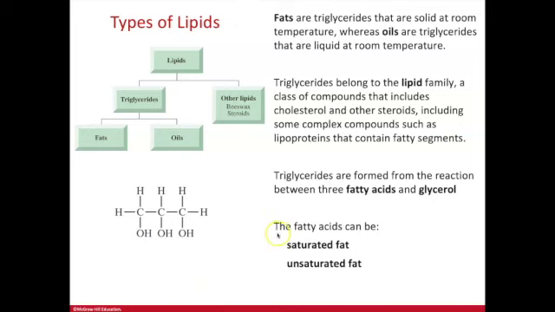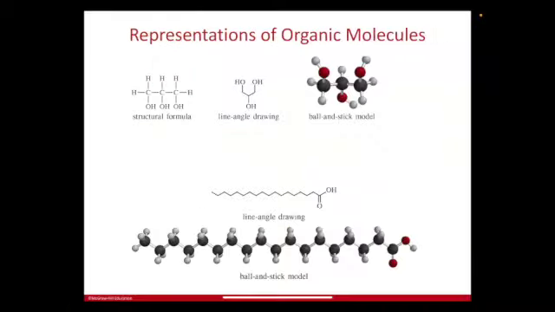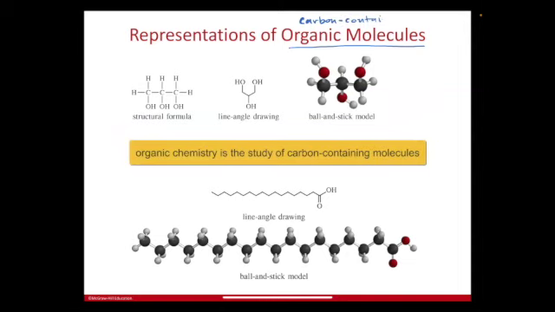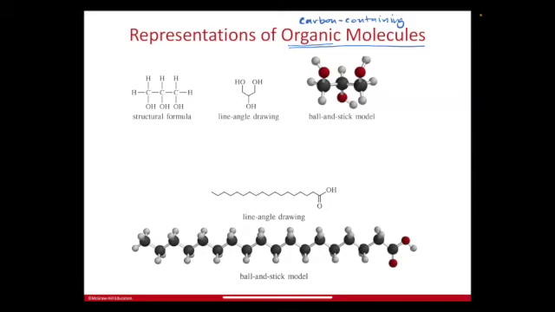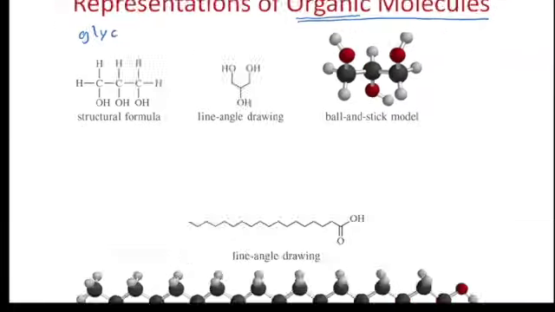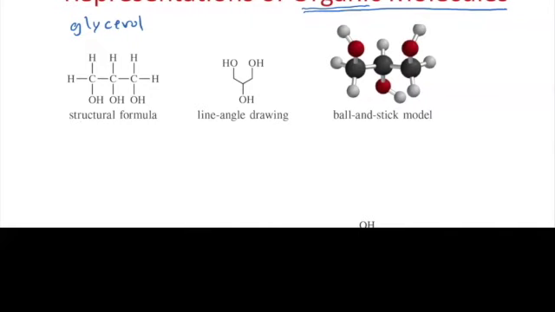The fatty acids, these molecules we'll look at on the next slide, but these fatty acids can either be saturated fat or unsaturated fat. We're going to be looking at structures of organic molecules. Organic molecules are carbon-containing molecules. And so this is a whole branch of chemistry. We'll get more into this in chapter 12 as well. But this is the glycerol molecule shown here. And the glycerol molecule has 3 carbons, 1, 2, 3 carbons, and 3 hydroxides, 1, 2, 3. So that OH group is the hydroxide group.